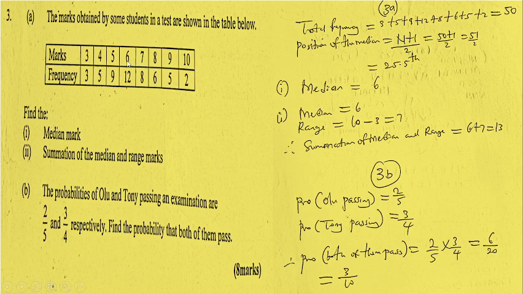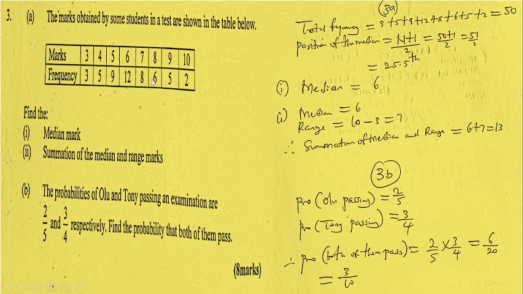You are given that the marks obtained by some students in a test are shown in the table below. That means these are marks: 3, 4, 5, 6, 7, 8, 9, 10. Then how many times 3 appears is talking about the frequency. Mark 3 appears 3 times, mark 4 appears 5 times, mark 5 appears 9 times, mark 6 appears 12 times, mark 7 appears 8 times, mark 8 appears 6 times, mark 9 appears 5 times, mark 10 appears 2 times. So the question now says we should use this table to find the median of the marks, which is quite simple as well.